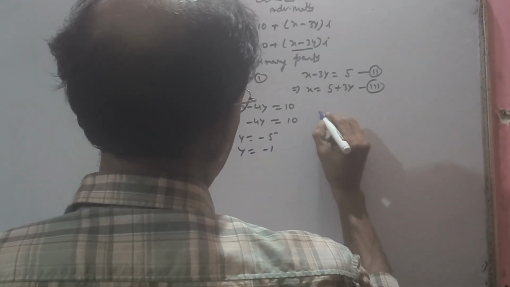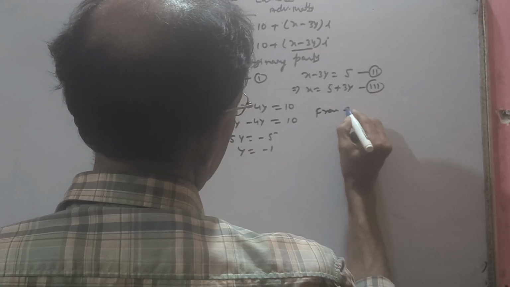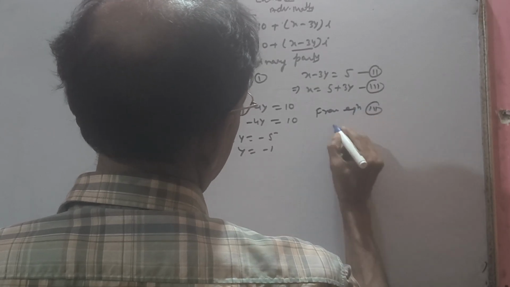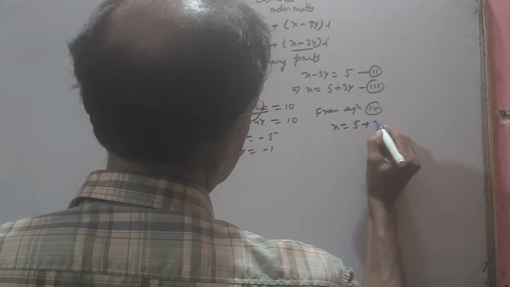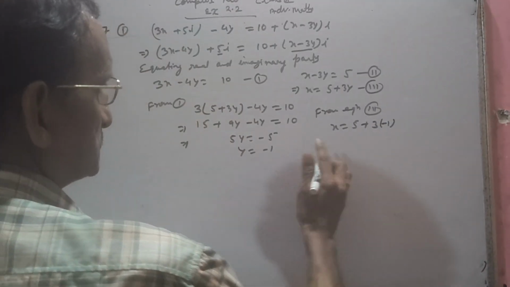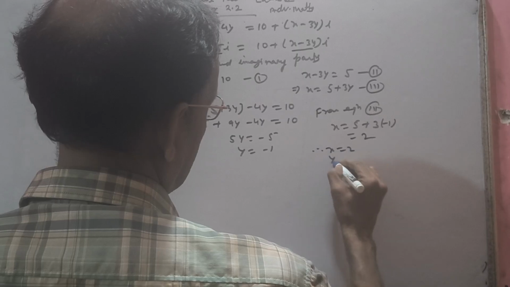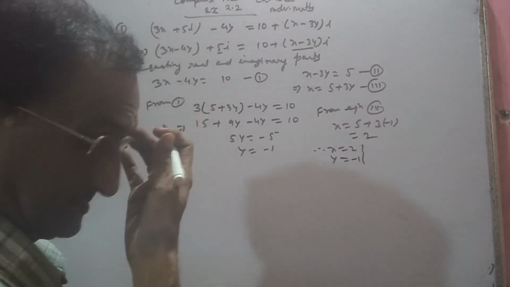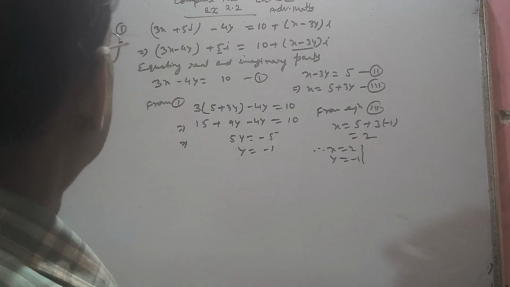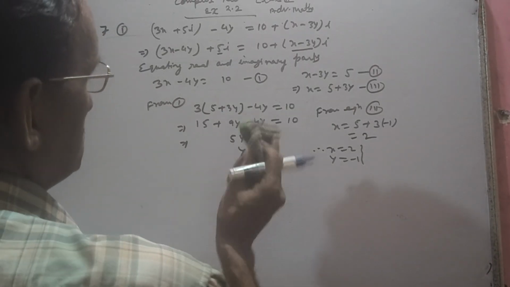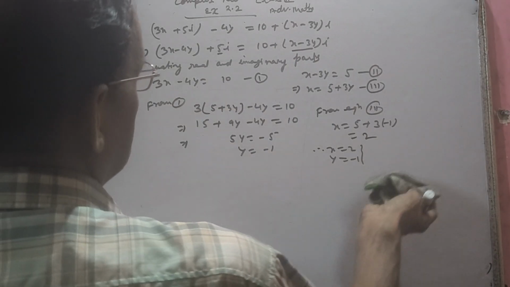You are getting y equal to minus 1. Then from equation 3, how much will you get? x equal to 5 plus 3 into the value of y, minus 1. So you will get 2. Therefore, x equal to 2 and y equal to minus 1 is your answer. Not difficult, easy only. You understood the process. The remaining sums are easy.